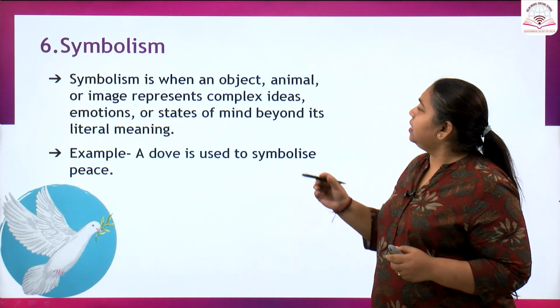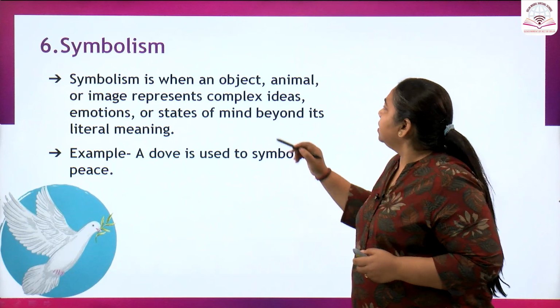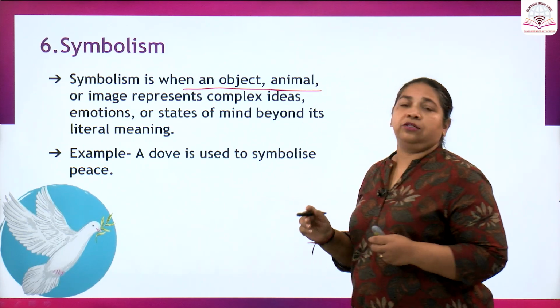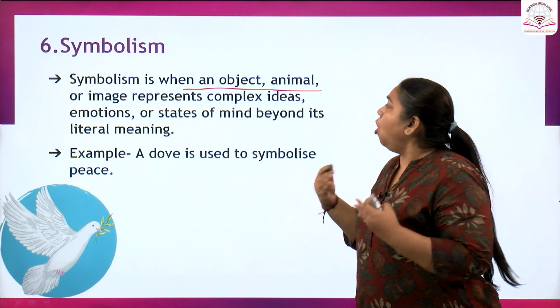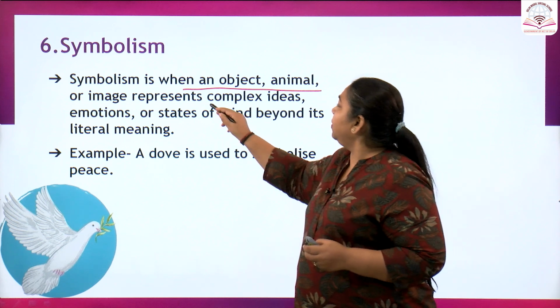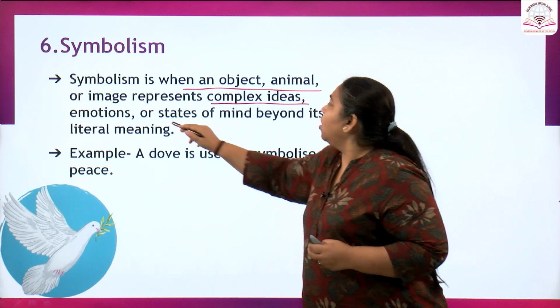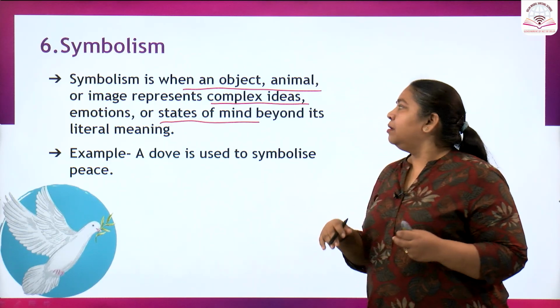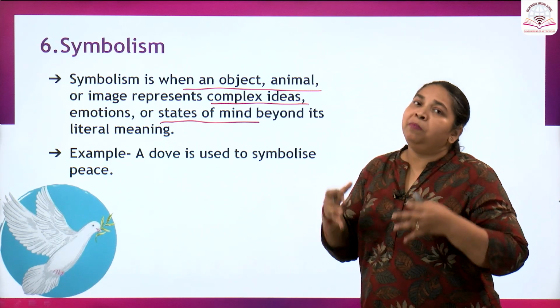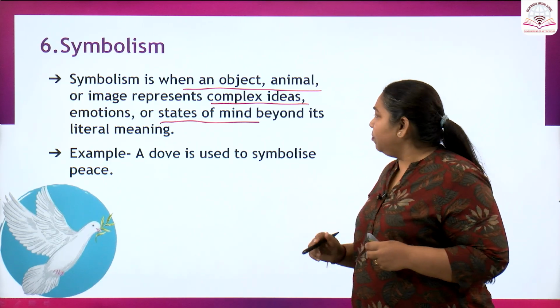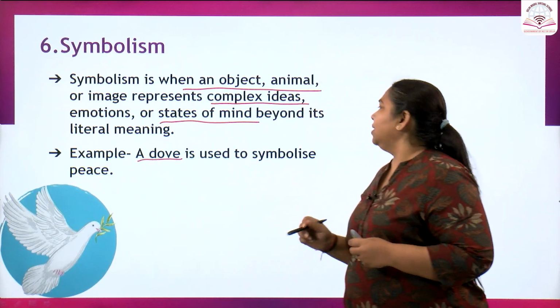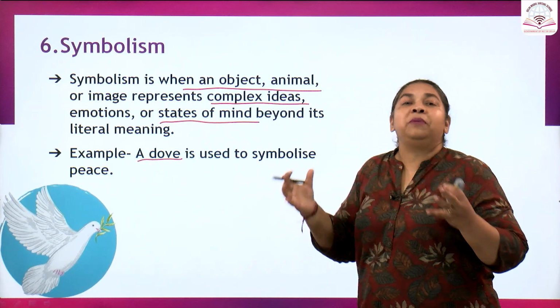And the next one is symbolism. Symbolism is when an object or animal or image represents complex ideas or emotions or states of mind beyond its literal meaning. Now the example is a dove. It is used to symbolize peace.